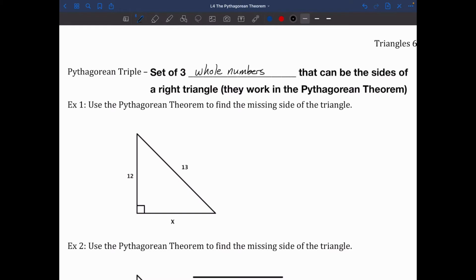When we're talking about whole numbers, think about it like this: 3.2 is not a whole number. 7 is a whole number. So it's just something that doesn't have a decimal. It's not a fraction. It's just a regular whole number.